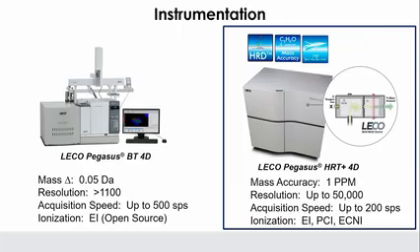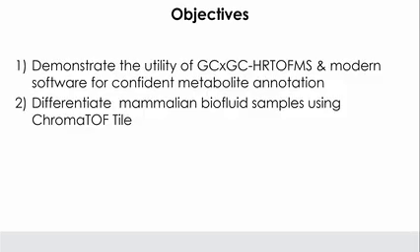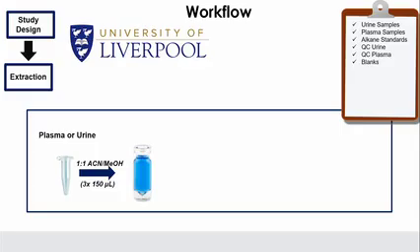So we use two different instruments. The workhorse is the instrument on the left, which is a LECO Pegasus BT 4D, but the talk today is going to focus on the high-resolution time-of-flight mass spectrometer. And the objectives, again, of this preliminary work is to demonstrate the utility of the GCxGC high-resolution system and modern chromatographic software for confident metabolite annotation. And we want to differentiate biofluids, specifically plasma and urine, using some relatively new statistical software, ChromaTOF Tile.